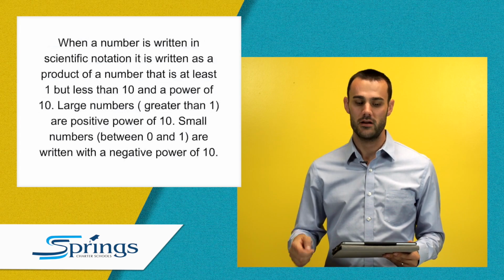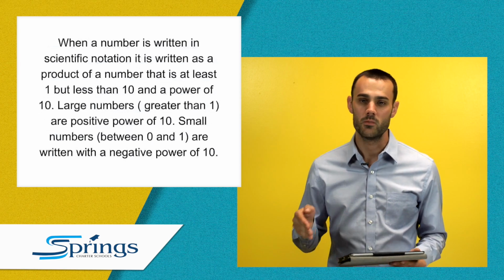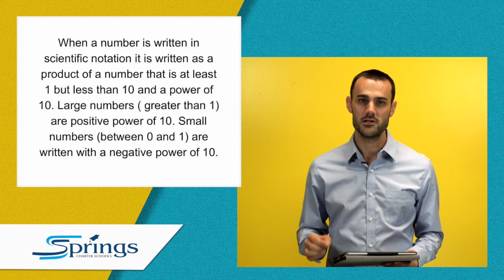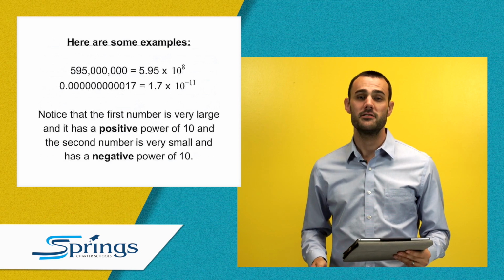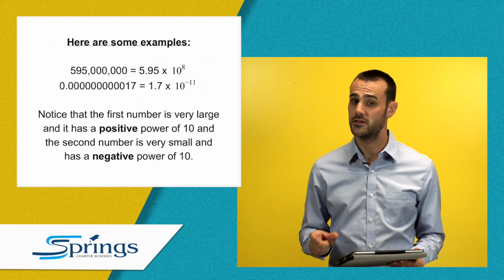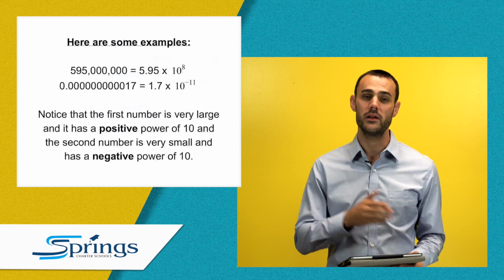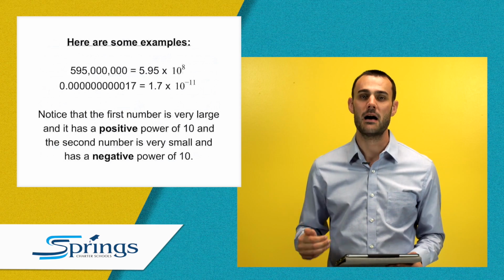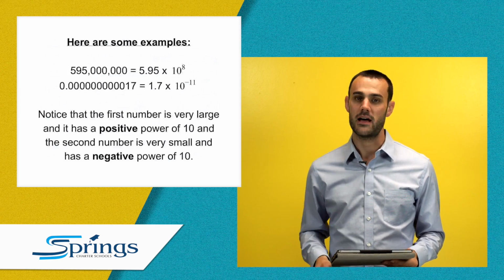The large numbers greater than 1 are positive powers of 10. The small numbers that fall between 0 and 1, or your decimals, are written as negative powers of 10. Great piece of information you're going to be using. Okay, here's a few examples. I have 595 million, which has been shrunk down in a compact form of scientific notation to 5.95. That 5.95 falls between 1 and 10, and then you're multiplying that by 10 raised to the 8th power, because that's how many spaces I move my decimal over to make it fall between 5.95.